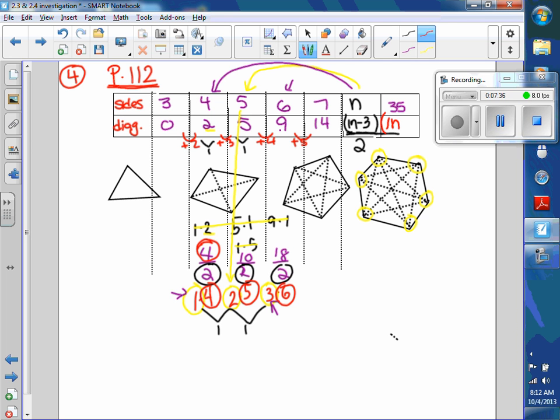But now if I look at this, 1 times 6 is 6, but now I need the 6. So it's done. Check it here. 1 times 5 is 5. I got the 5. So your rule, it's kind of squished in there, is n times n minus 3 over 2.